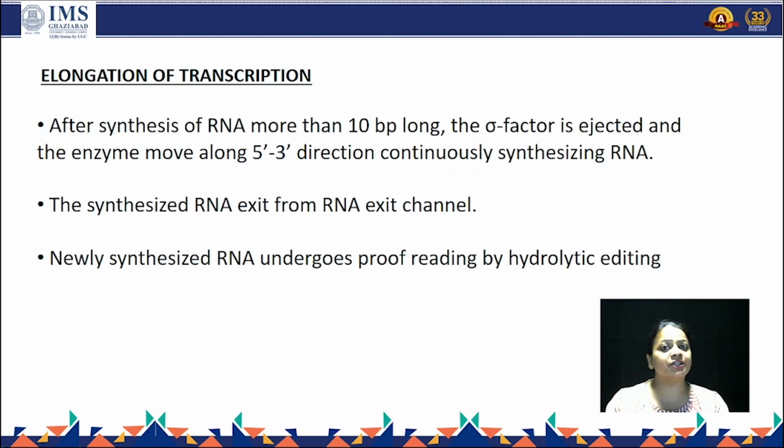Coming to the elongation stage of transcription, after the synthesis of RNA more than 10 base pairs, the sigma is ejected and the enzyme moves along in the 5' to 3' direction, continuously synthesizing RNA. The synthesized RNA exits from the RNA exit channel. Newly synthesized RNA undergoes proofreading by hydrolytic editing.